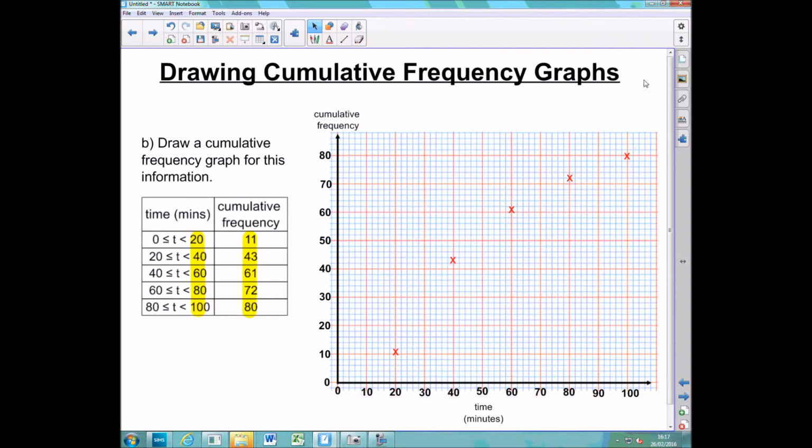Now after you've done that, you want to connect all of those coordinates with a line. And the line should start from the smallest possible value. So in the time section here you can see that 0 is the smallest possible value. So I'm going to start my graph at 0. So I'm going to draw a line going through all of these coordinates.